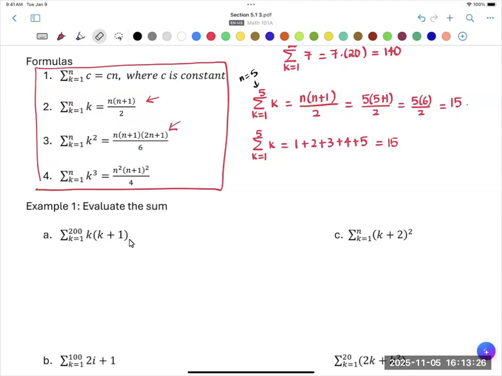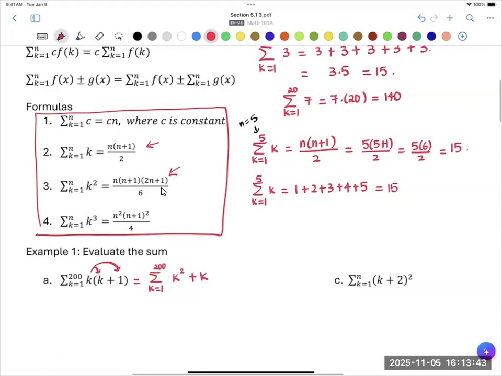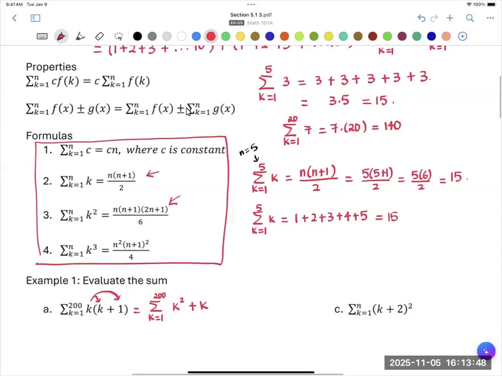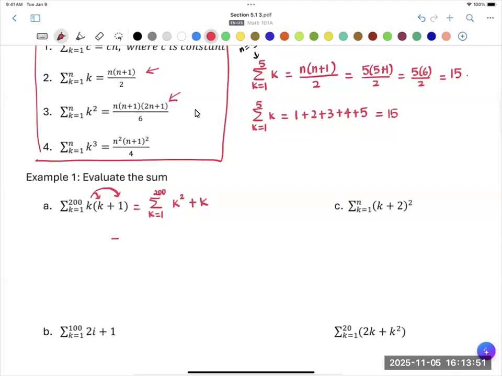First of all, we're going to distribute this until we get the individual terms that we have. So we will have the summation of k equals 1 to 200 of k squared plus k. Now you have the summation of two different terms. Remember, if you have a summation of two different terms, we can break it down into two different summations. So this is the same as the summation of k equals 1 to 200 of k squared plus the summation of k equals 1 to 200 of k.